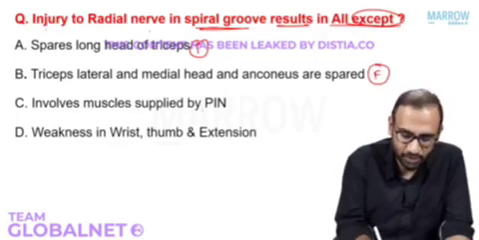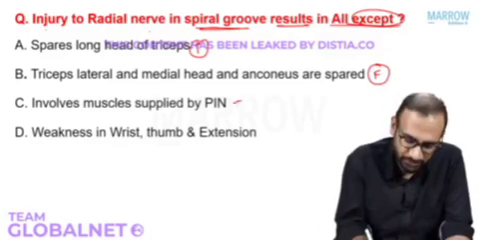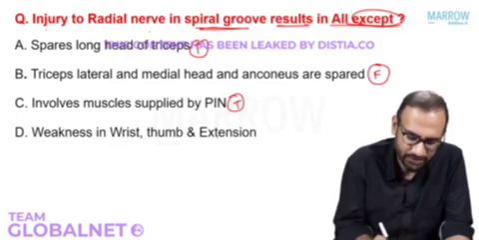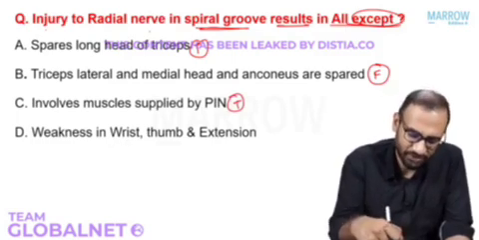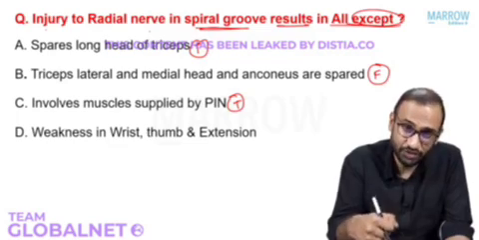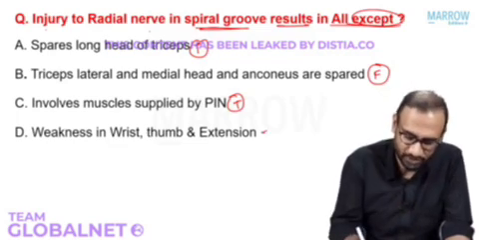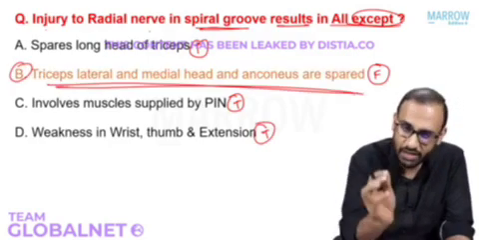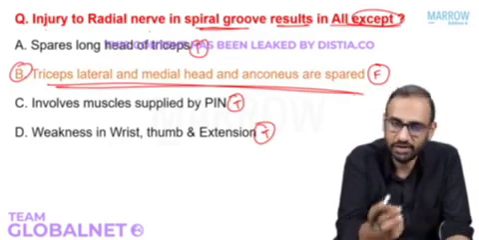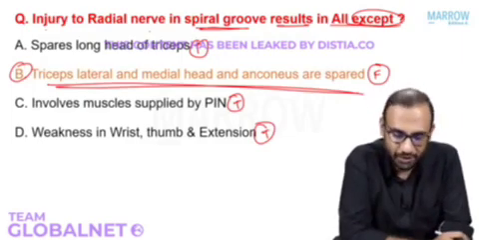Involves the muscle supplied by posterior interosseous nerve. Yes, obviously. Anything distal to the injury would be affected. Weakness in wrist and thumb extension, basically. So the question is saying weakness will be there in the extension of the wrist and the thumb. So thumb drop and wrist drop. Yes, wrist drop will be there. So this is a true statement. The correct answer here is B, because in the spiral groove, you supply the lateral and the medial head of the triceps as well as anconeus. So they will not be spared.